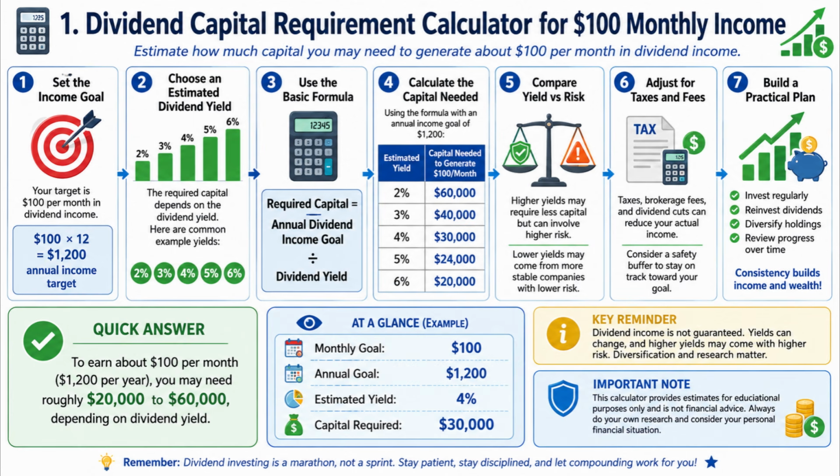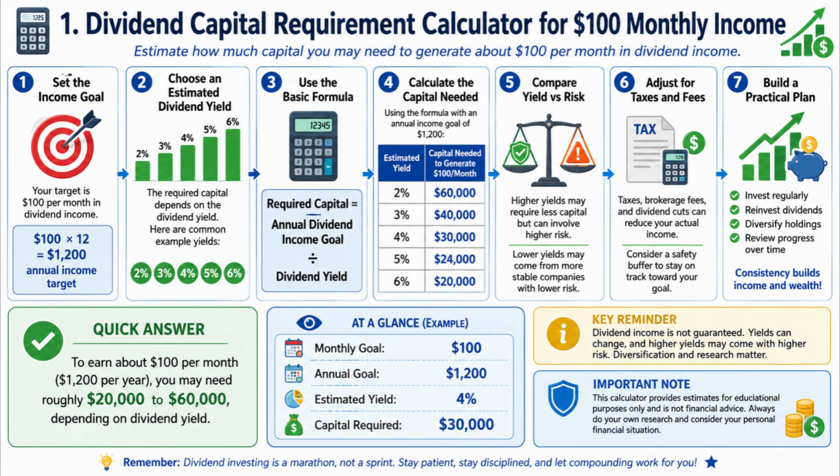So, the quick answer is this. To earn about $100 per month, or $1,200 per year, you may need roughly $20,000 to $60,000, depending on the dividend yield of your investments. In the example shown, if you assume a 4% yield, the estimated capital required is about $30,000.